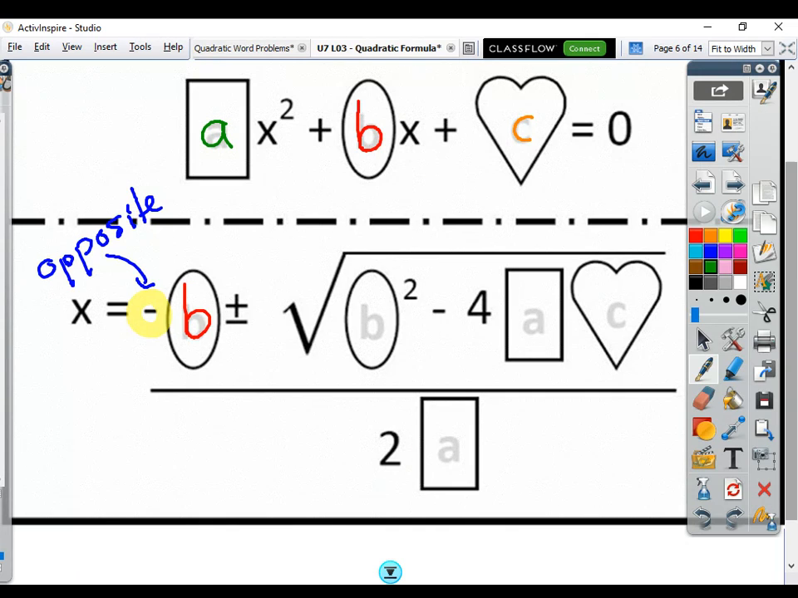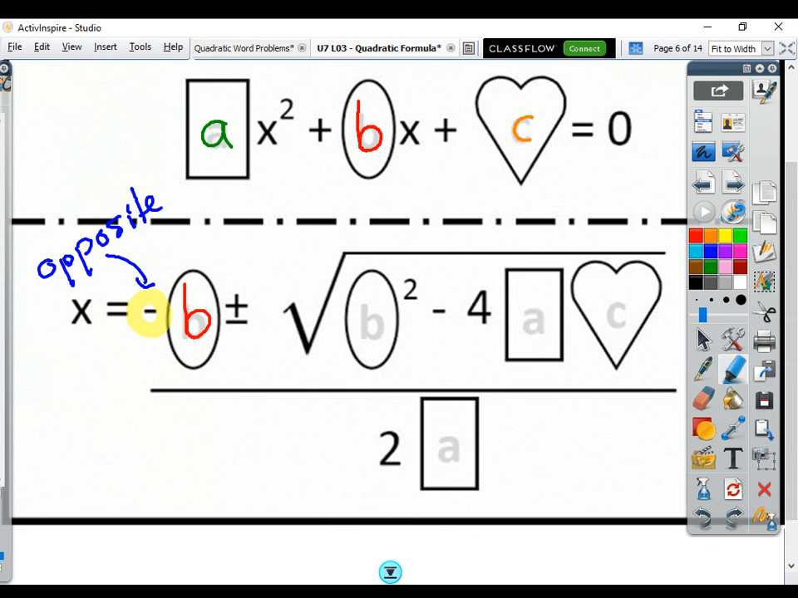We've been getting lots of answers where we have two of them, right? And that's because at one point we're adding and at one point we're subtracting. That's where this plus or minus comes from. So hang in there for a minute. I'll show you why it's there later on. But you have both a plus and a minus.